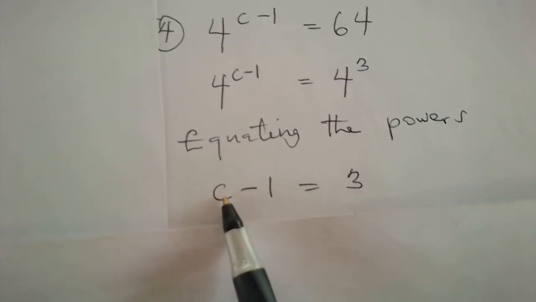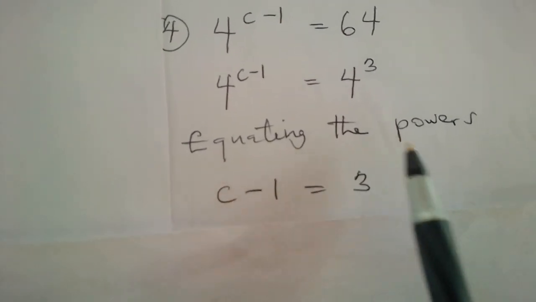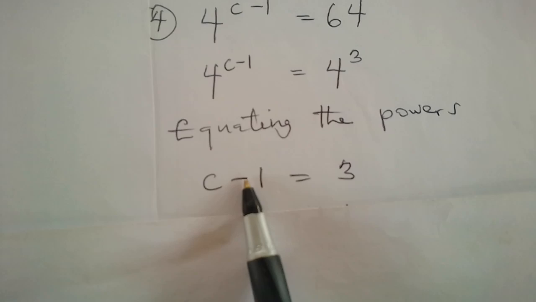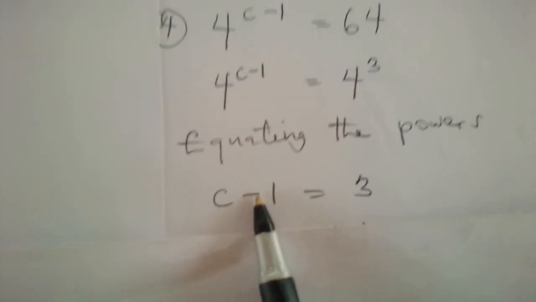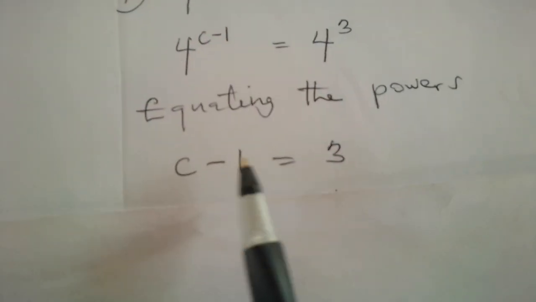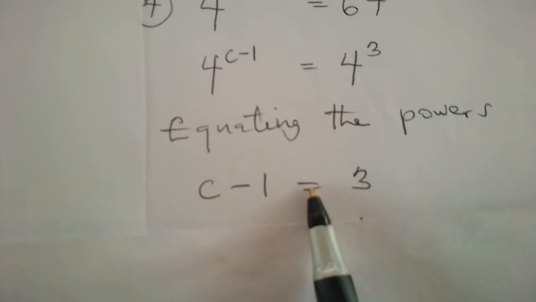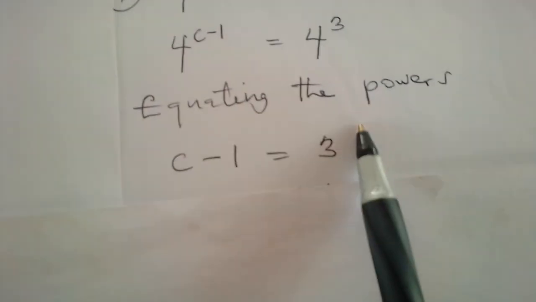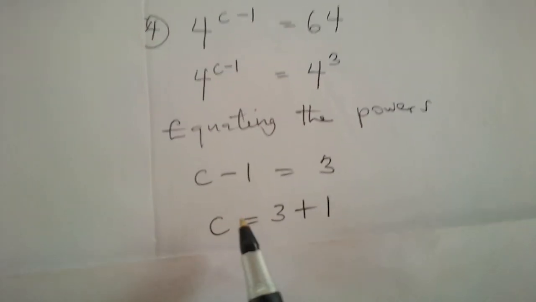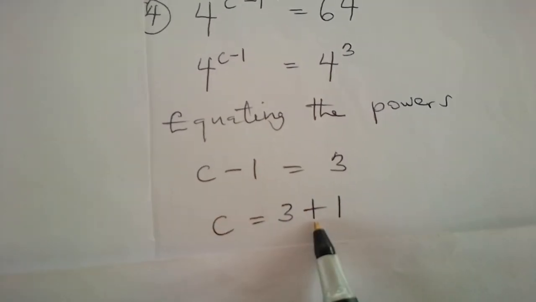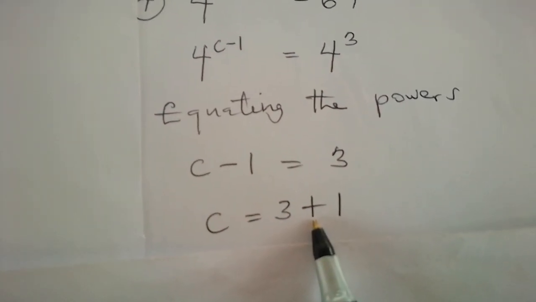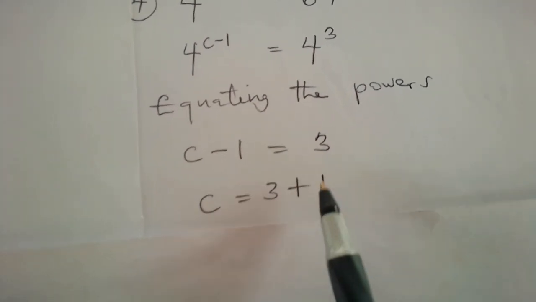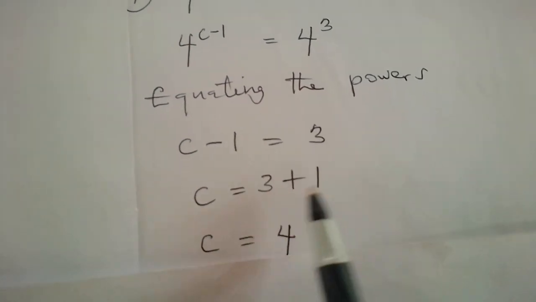To want only c on this side, this minus 1 will come to this side. You know that anytime a sign crosses the equality sign, it will change to the opposite sign. So minus will now become plus. So this minus will turn to plus when it crosses the equality sign. So we are having c is equal to 3 plus 1, which will give us 4.